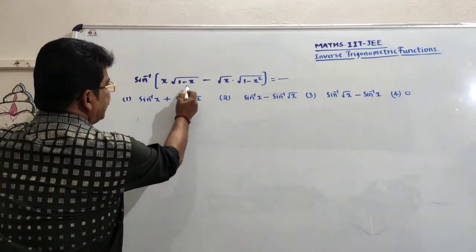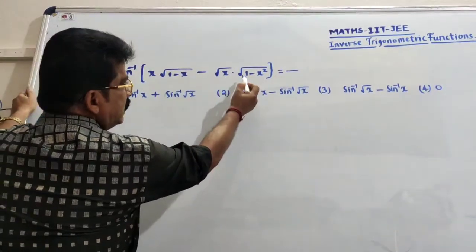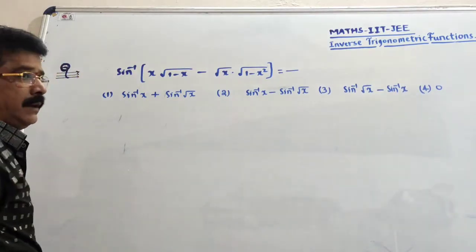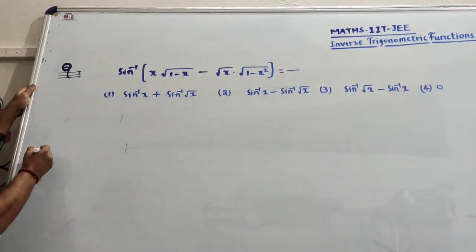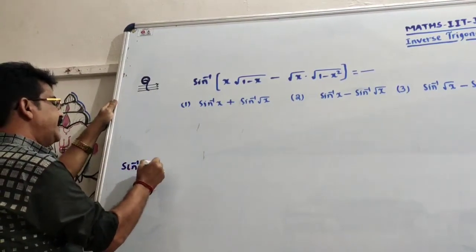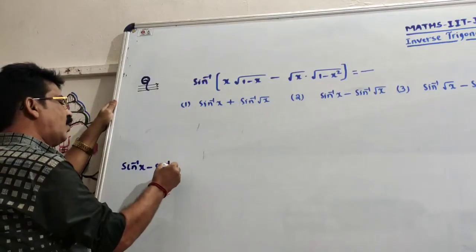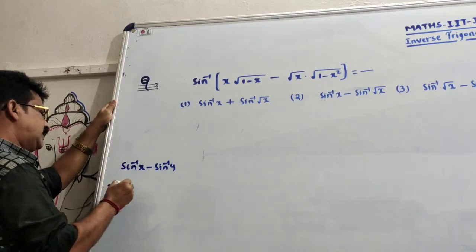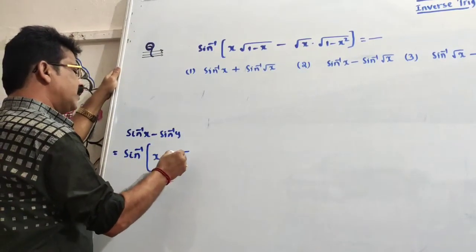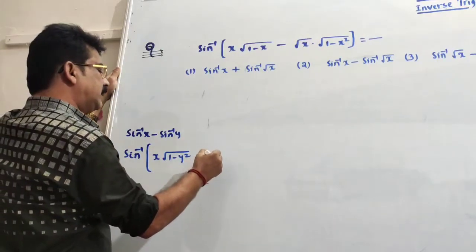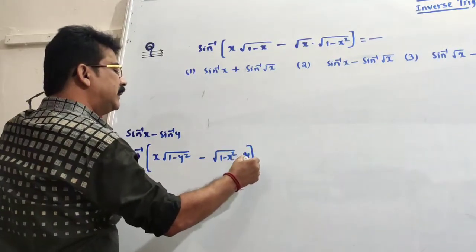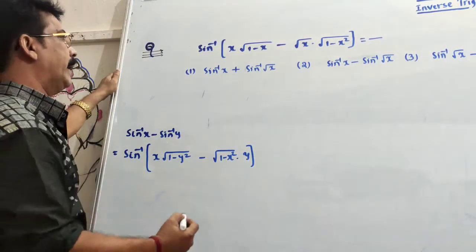x into root of 1 minus x minus root x into square root of 1 minus x square equal to dash. 4 options are given. Here actually one simple formula is there. Sin inverse x minus sin inverse y equal to sin inverse of x into square root of 1 minus y square minus square root of 1 minus x square into y. It is a small formula.